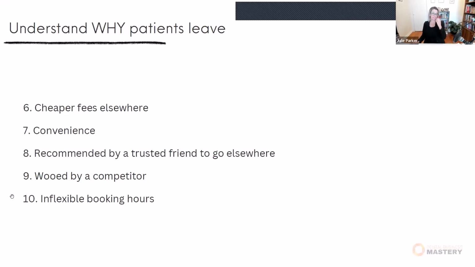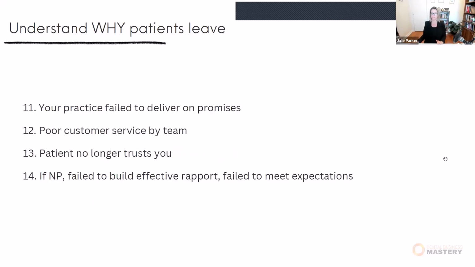10th reason is inflexible booking hours. If you used to always have an evening session available or a weekend session available, and then all of a sudden you've restricted all that down and you're really only open 8 to 5 or 8 to 6, during the hours that other people work, they just may not be able to get in. And they're like, I need to go somewhere else. I can't take time off work. I need to be able to go into a dentist on a weekend or an evening. There's more reasons though. And another 4 I've got for you.